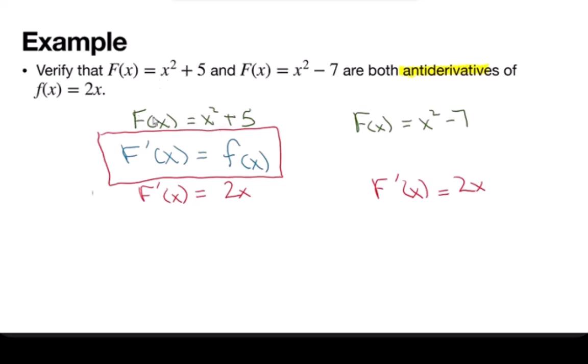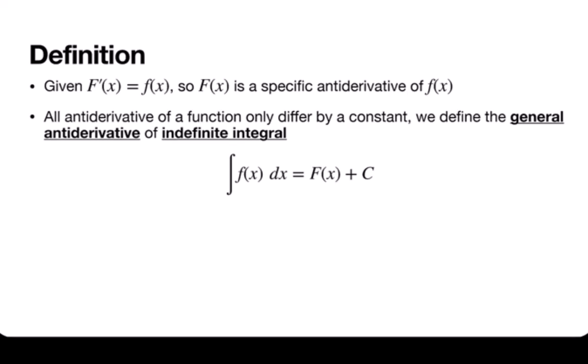Capital F of x, or x squared plus 5 and x squared minus 7, are both antiderivatives of 2x. Given that the derivative of capital F of x is equal to small f of x, capital F of x is a specific antiderivative of f of x. All antiderivatives of a function only differ by a constant. As you saw in the last slide, we always add a plus c whenever we integrate.